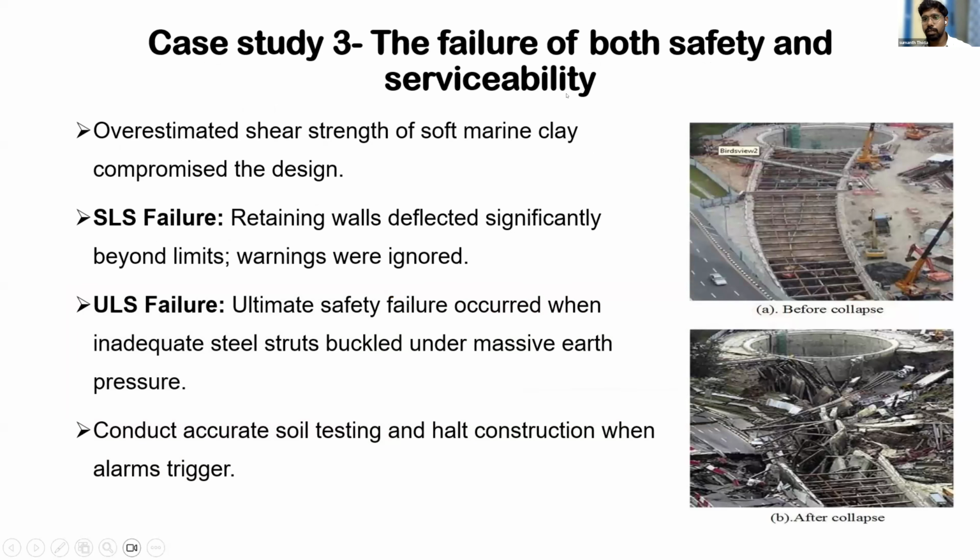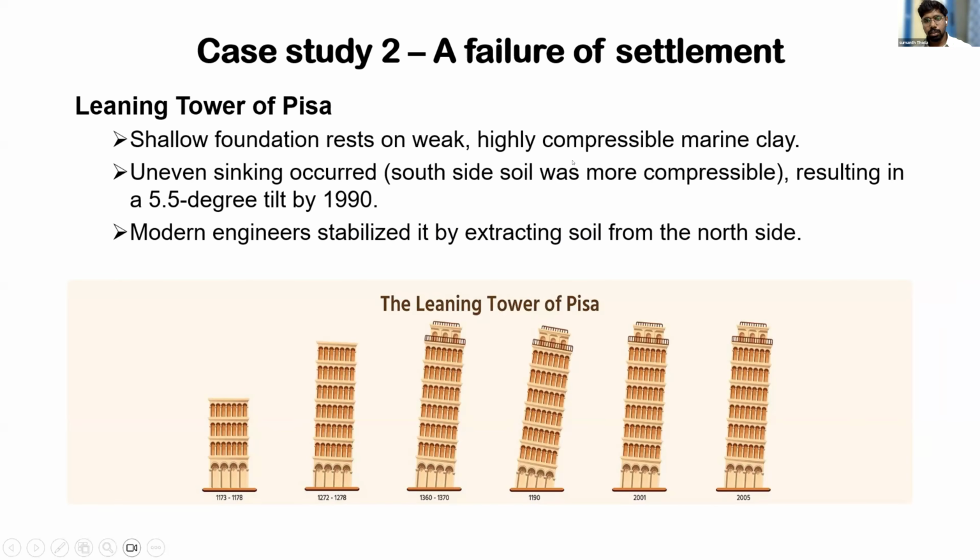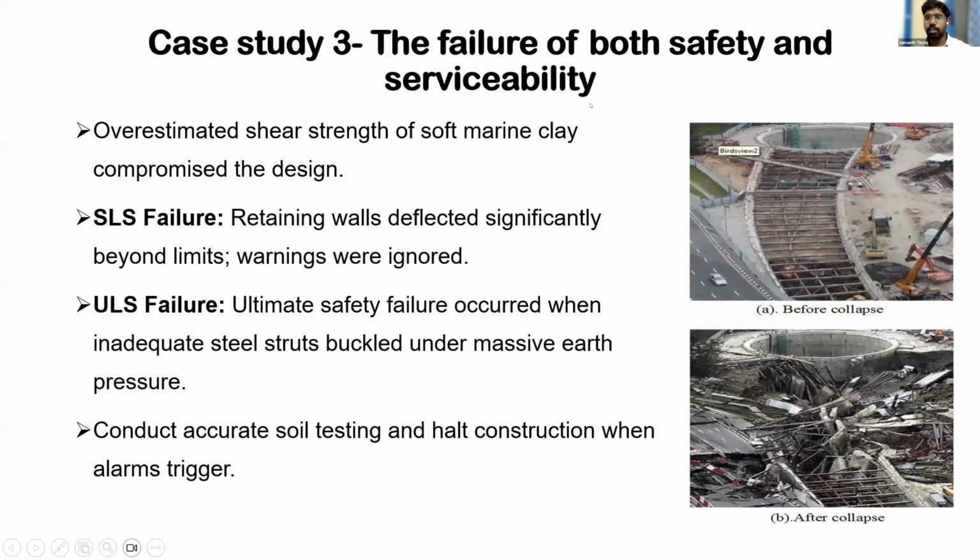Now, what happens if the failure happens in both safety and serviceability? That's what happened here while constructing a retaining wall. Here both the safety and serviceability failed. When we fail to respect both safety and serviceability, these kinds of disasters strike. As you can see here, before and after the collapse, both safety and serviceability failed here.